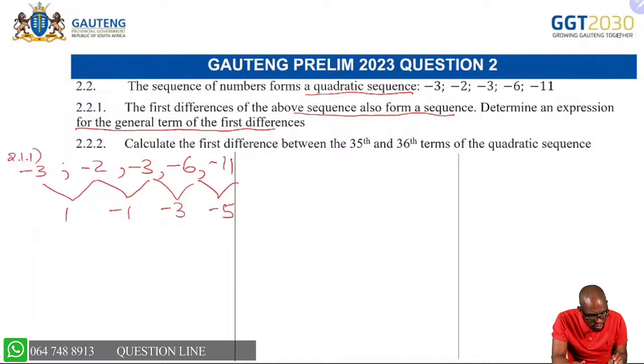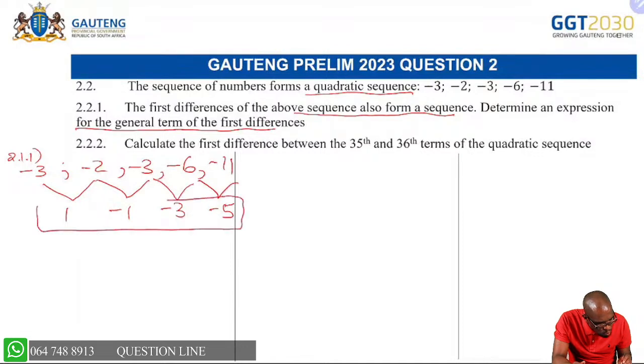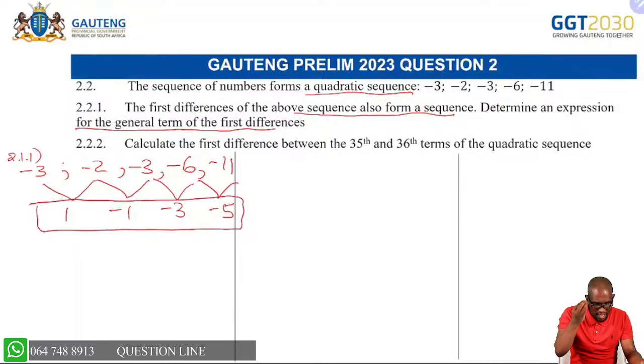So you are told here the first differences also form a sequence. So we are going to zoom into the first differences and analyze them, because you are told that they form another sequence. So what we're going to do is find out what that sequence would be. Negative 1 subtract 1 gives you negative 2.